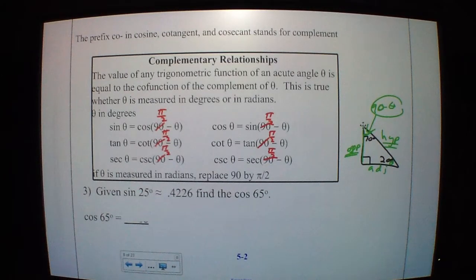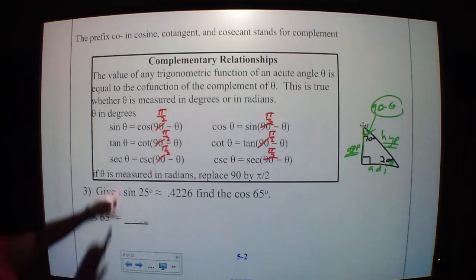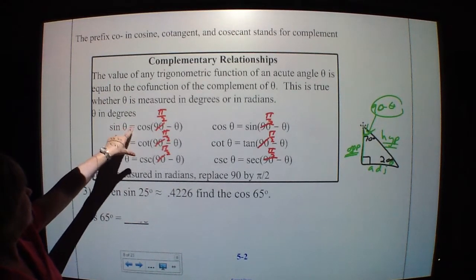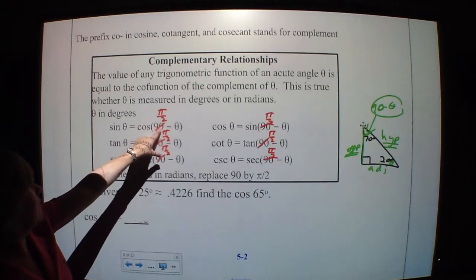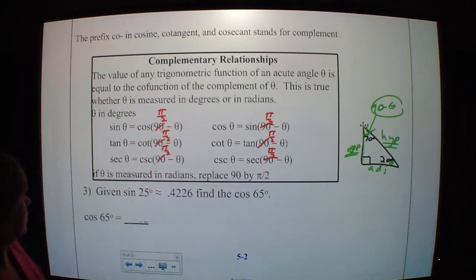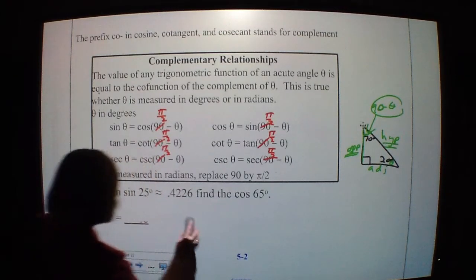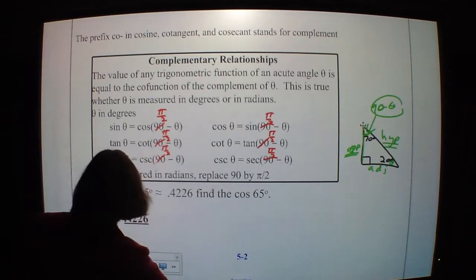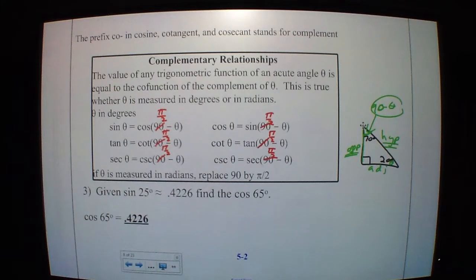So given that the sine of 25 degrees is equal to 0.4226, find the cosine. Well, the sine of 25 degrees is equal to the cosine of 90 minus 25, which equals the cosine of 65. So these two are equal. So it's equal to 0.4226. And if you want to pick up your calculator and see, you can to double check. Put the sine of 25 in your calculator, the cosine of 65, and you will see that they are equal.